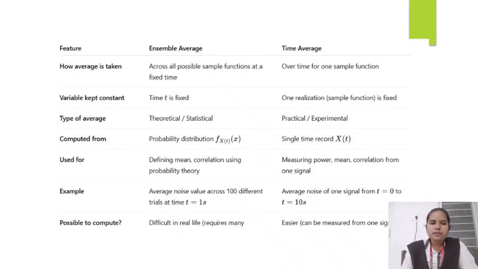For example, of ensemble average: average noise value across 100 different trials at a time t equals 1 s. In time average, average noise of one signal from t equals 0 to t equals 10 seconds. Possible to compute. Ensemble average is difficult in real life, while time average is easier; the ensemble average cannot be measured from one signal.